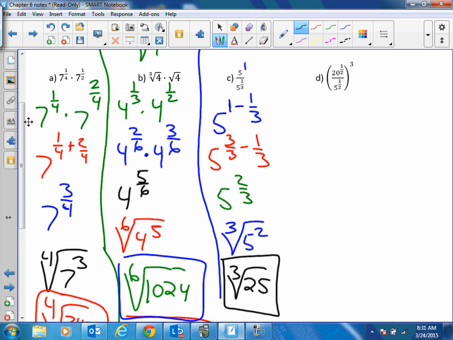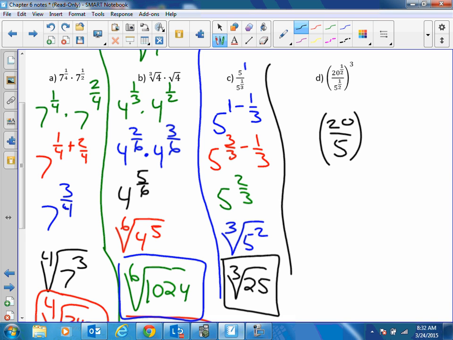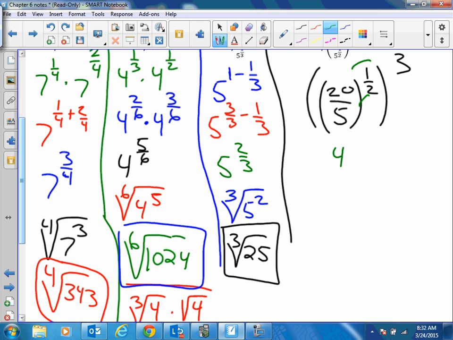Okay, let's go to the next one. There are a couple different ways on how to do this one. What I did, and this isn't the only way you can do it, was rewrite it as 20 over 5. Since they both have a power of 1/2, you can rewrite that 1/2 right here. You can readjust, because we know that the 1/2 is out here. So we're just doing the opposite and taking the 1/2 out. Then 20 over 5 is 4. So I have 4 to the 1/2, and on the outside I still have that 3.